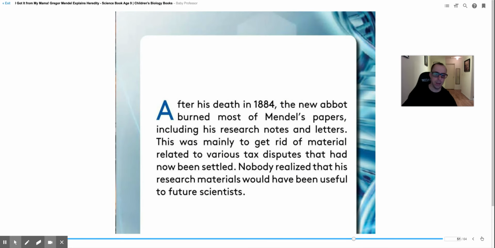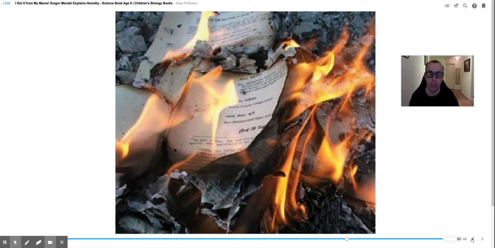After his death in 1884, the new abbot burned most of Mendel's papers, including his research notes and letters. This was mainly to get rid of material related to various tax disputes that had now been settled. Nobody realized that his research materials would have been useful for future scientists. That's why we see this picture here of papers being burned.